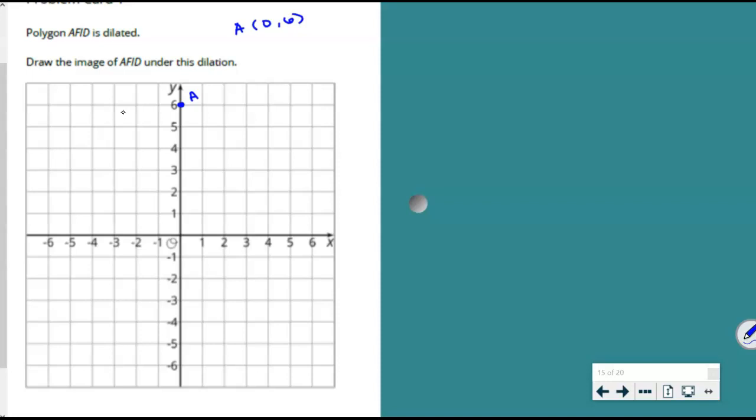Brian, you have another question? I has coordinates 0, -6. I'll repeat that. I has coordinates 0, -6. Camry, do you have a question? Point D has coordinates -6, 0. Only one hand left. I'll answer that question. Katie, what's your question?